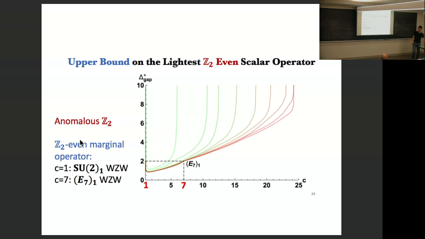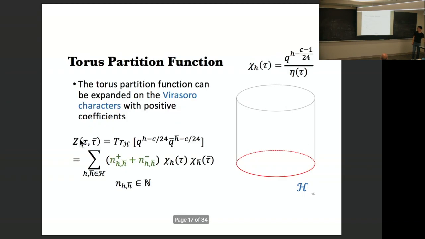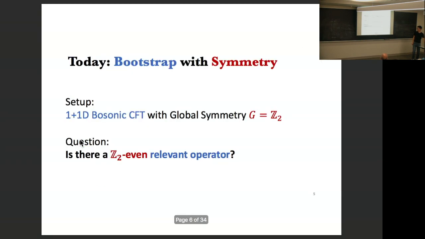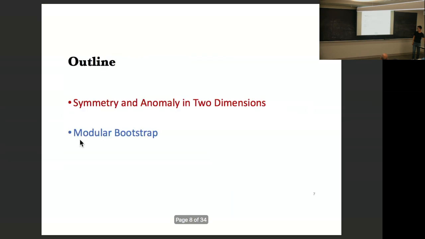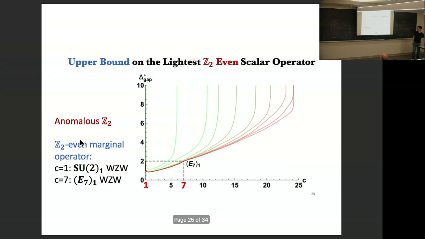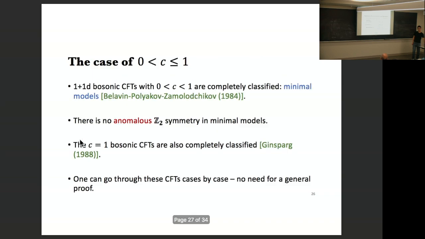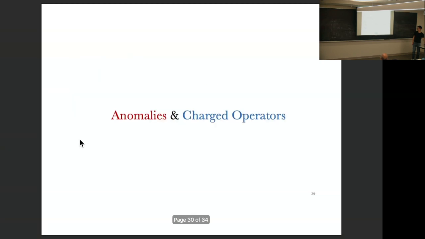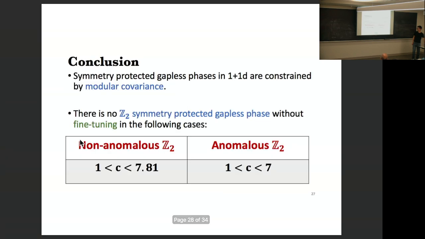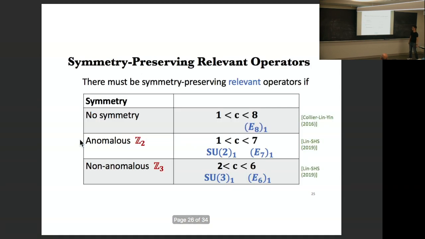The E6 level 1, where does it sit? Yeah, let me show you. Oh, sorry, it's in the later slide. So E6 has center Z3, right? So what happened? Oh, here. You can consider non-anomalous Z3, and the range of the central charge is 2 to 6, and that's sandwiched between the SU(3) at level 1 and E6.